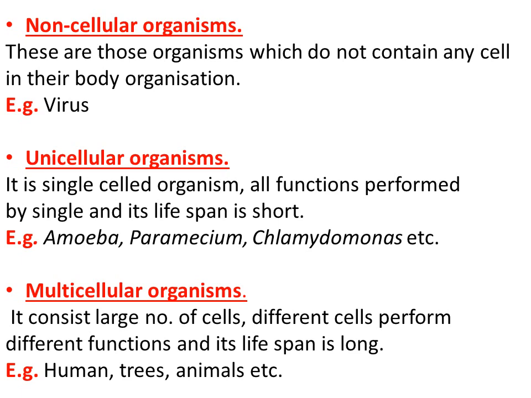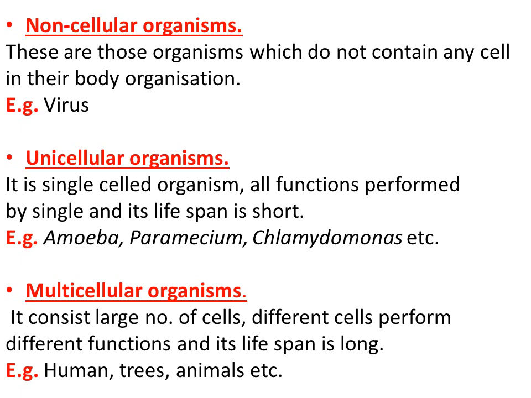Now types of the organisms on the basis of number of cells. There are 3 types of organisms: non-cellular organisms, unicellular organisms, multicellular organisms. Now first is non-cellular organisms. Non means not even a single. Cellular means cell. So those organisms which do not contain any cell in their body organization, those organisms are called as non-cellular organisms. Now what is the example? Virus. Second is unicellular organisms. Uni means single, cellular means cell. So the organisms which contain only single cell and all the functions are performed by that single cell, and as a result its lifespan is short. Examples are amoeba, paramecium and chlamydomonas.